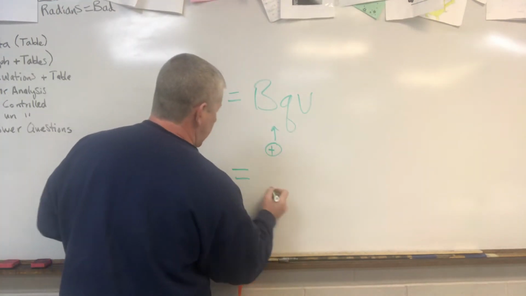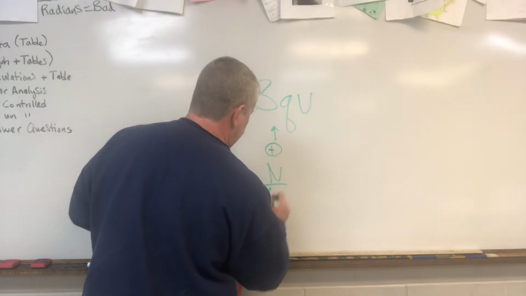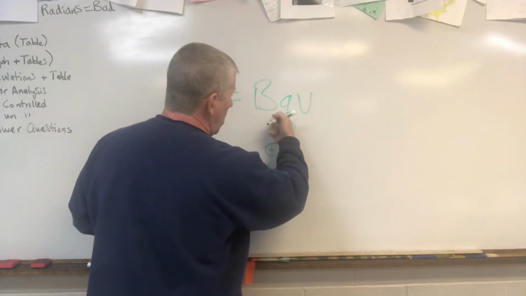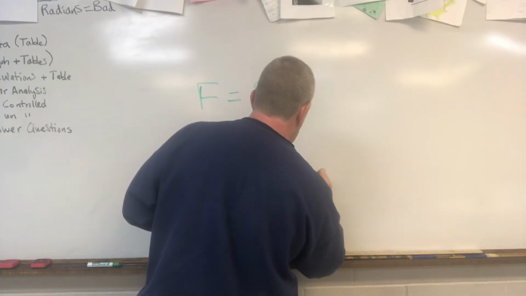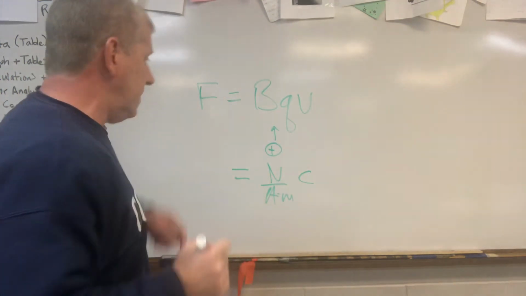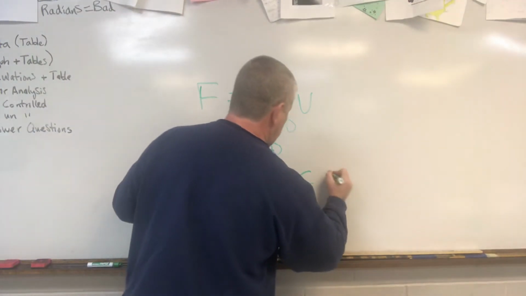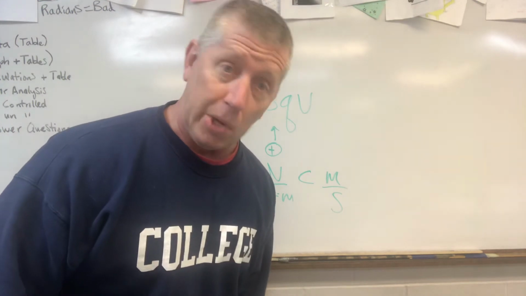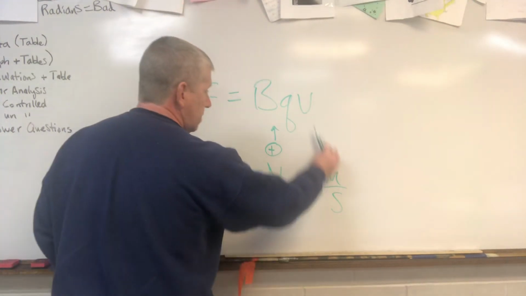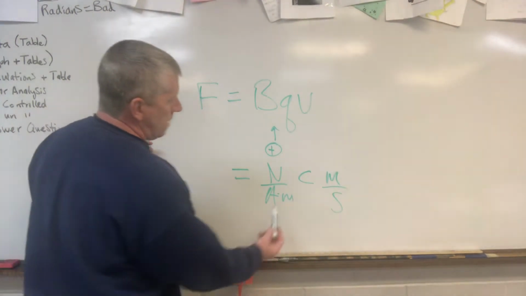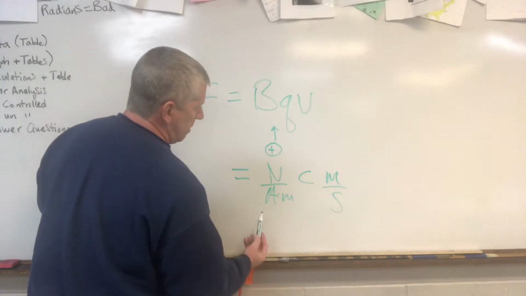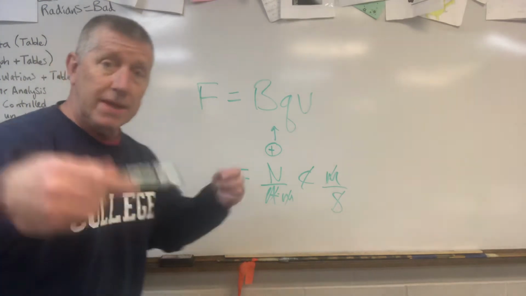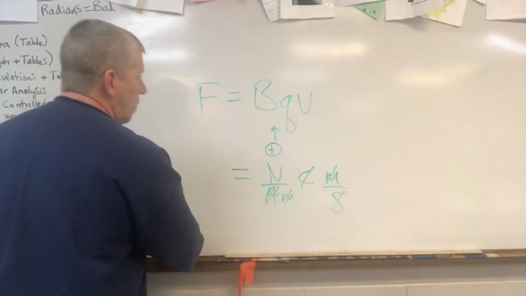This is a Tesla, and a Tesla is a Newton per amp meter. So if you multiply by coulombs and meters per second, we're doing a little unit analysis. And remember, a coulomb per second is an amp. The meter cancels, and you get newtons. So this is for one particle.